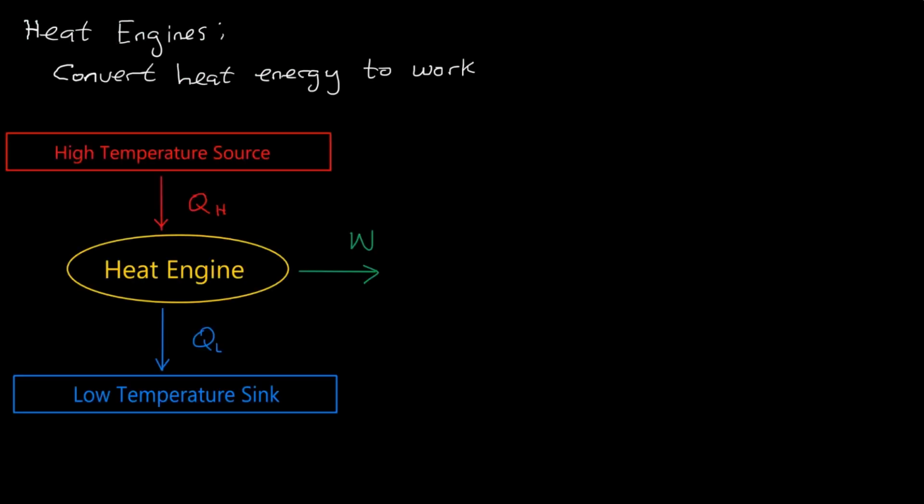Heat engines are devices used to convert heat energy to work. They receive heat from a high temperature source, convert part of this heat to work, and reject the remaining heat to a low temperature body or sink. QH is the heat received from the source, and QL is the heat transferred to the sink. From the first law of thermodynamics, the net heat transferred to our system, our heat engine, is equal to the net work done by it. So QH minus QL is equal to W, the net work done by the heat engine.